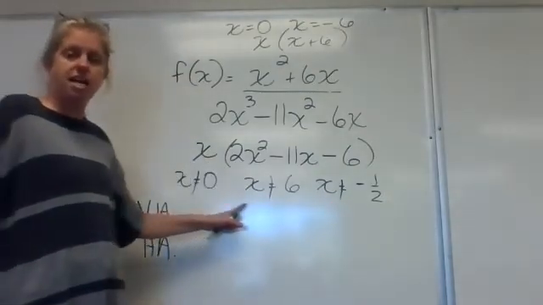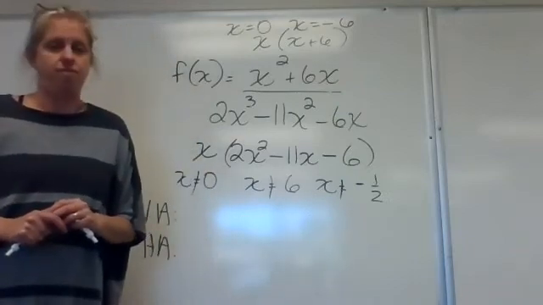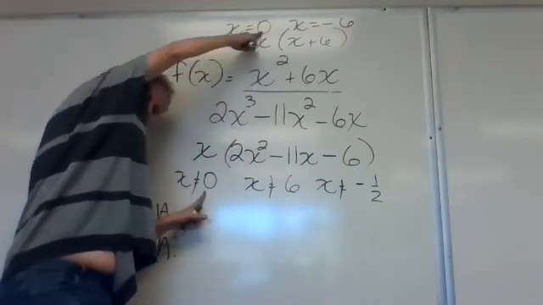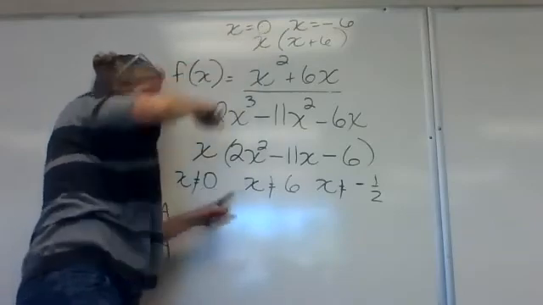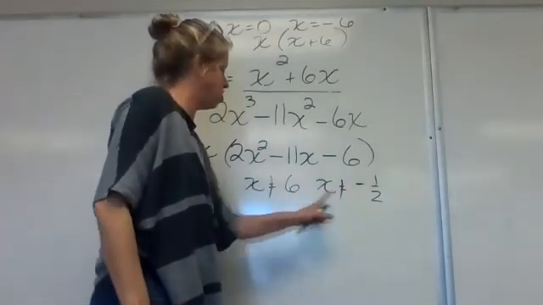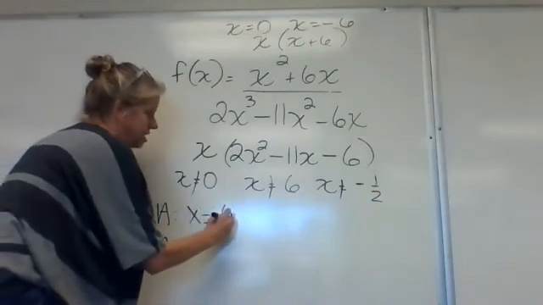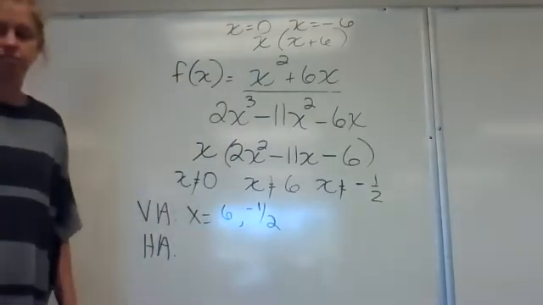So I'm looking at these again. Are they also zeros of the numerator? So 0, this right here, since it's a 0 in the top and the bottom, that means it's not a vertical asymptote. So these are your only vertical asymptotes. X equals 6 and -1/2.